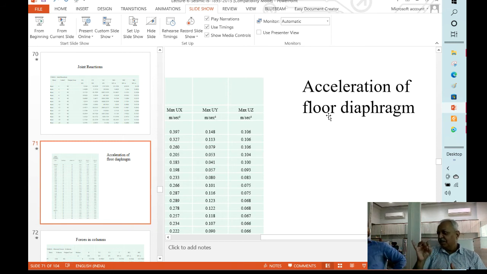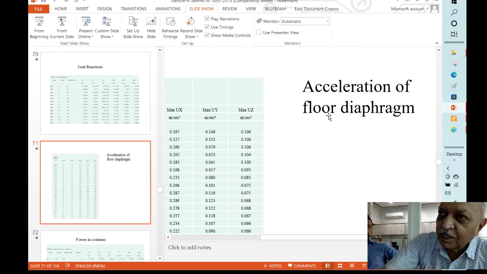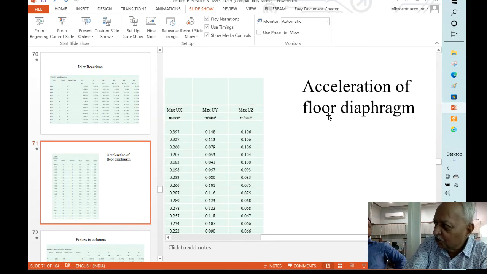If it is accelerating very fast, then a fear is generated in the occupant's mind, and to limit that you have to see that the acceleration is limited. If deflection is gradual, even if it deflects by 1 meter, no one will notice it.